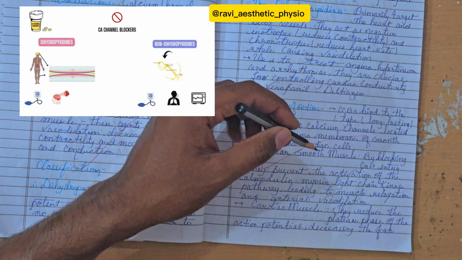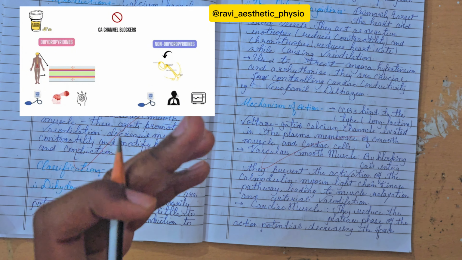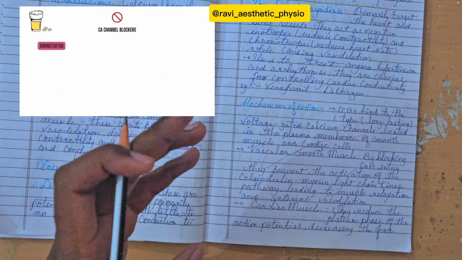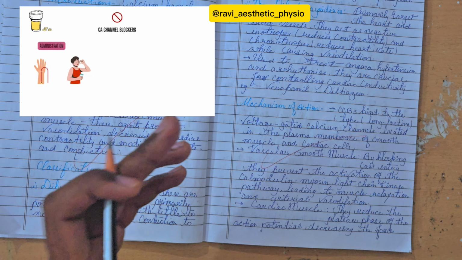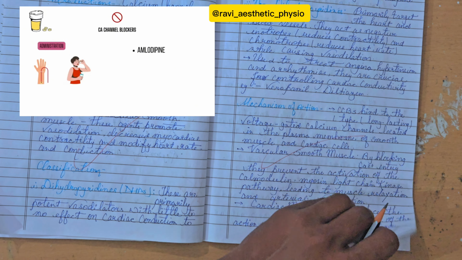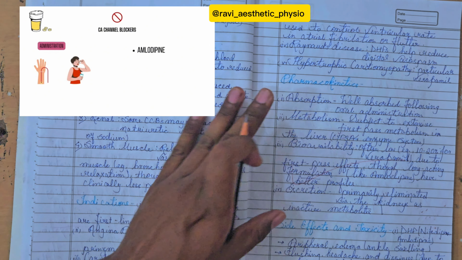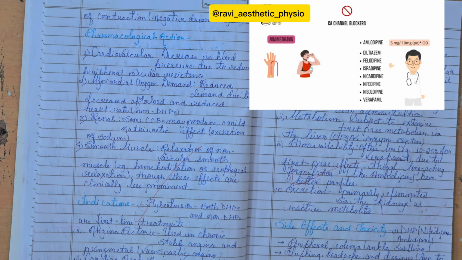In vascular smooth muscle, by blocking calcium entry, they prevent the activation of the calmodulin myosin light chain kinase pathway, leading to muscle relaxation and arterial vasodilation. In cardiac muscle, they reduce the plateau phase of the action potential, decreasing the force of contraction, a negative inotropic effect. It means it relaxes the heart muscle and the vessels of the heart and throughout the body. So that is the mechanism of action of the drug.